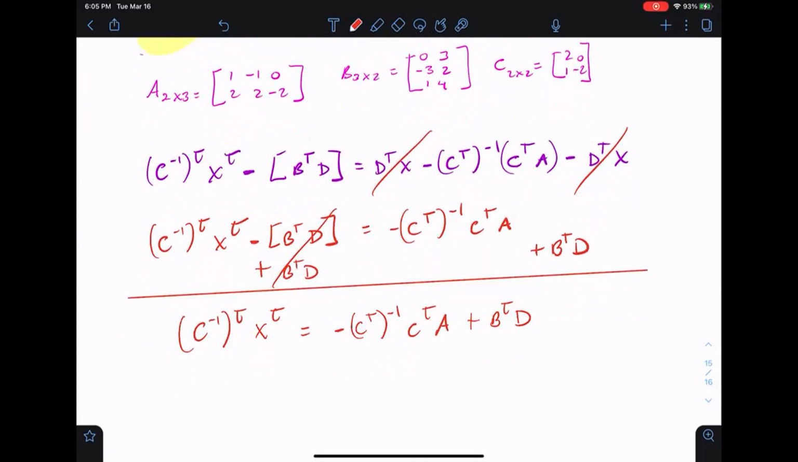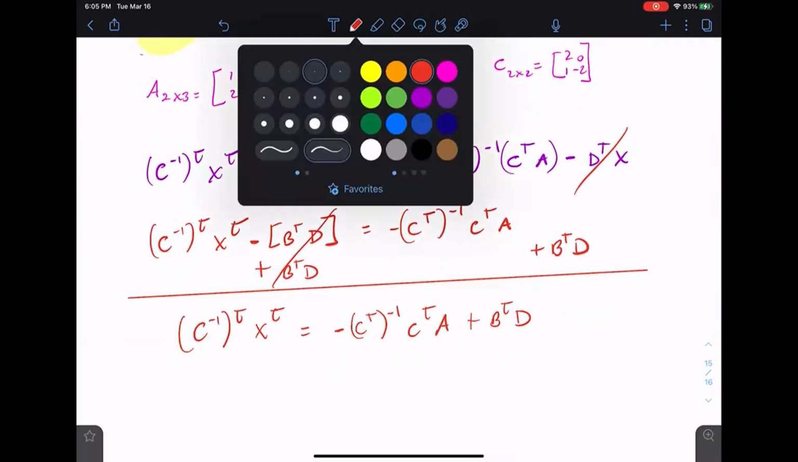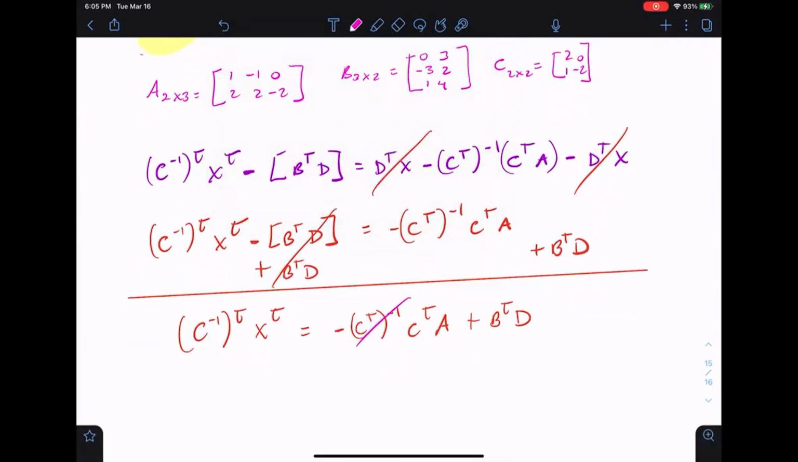So here, let's see what's happening here. If you notice here, we have the inverse of this, we have C transpose inverse. So those two, they can cancel, right? So those two, they cancel. These two, they cancel. So you have negative A, B transpose. Remember, this negative A is multiplying this thing, right? Negative A, B transpose D.